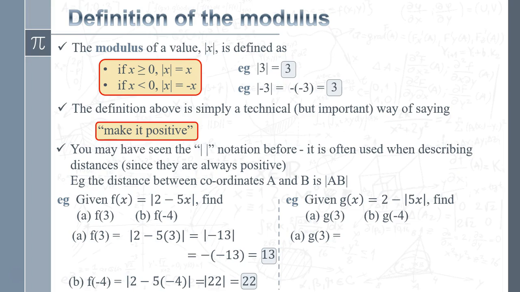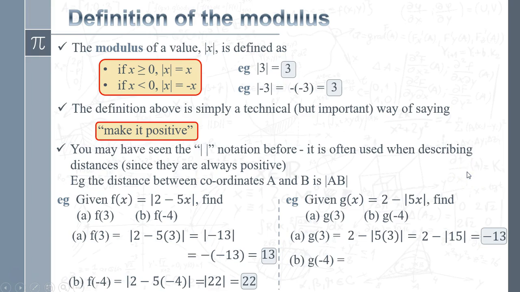So first of all, part A, g of 3. So I've got 2 take away the mod of 5 times 3, which is 2 take away mod 15. And mod 15 is just positive 15, so that's 2 take away 15, which is minus 13. So you can see already on this side f of 3 was 13, but now by altering what's inside the modulus, we've now got that function saying the value of g of 3 is minus 13.